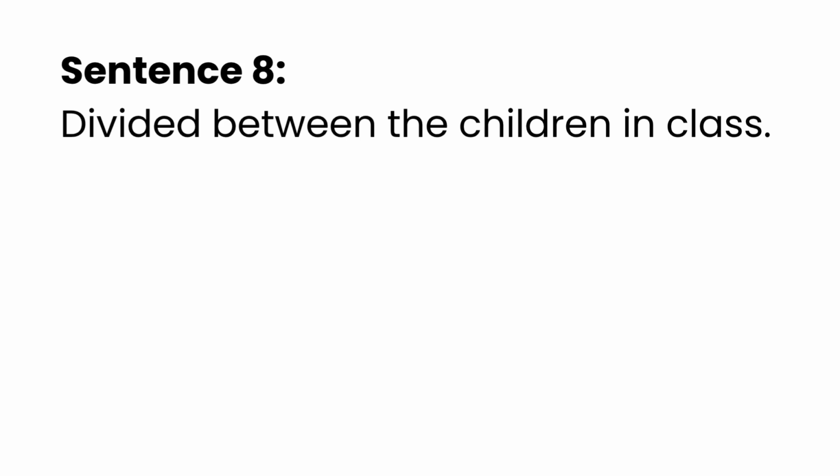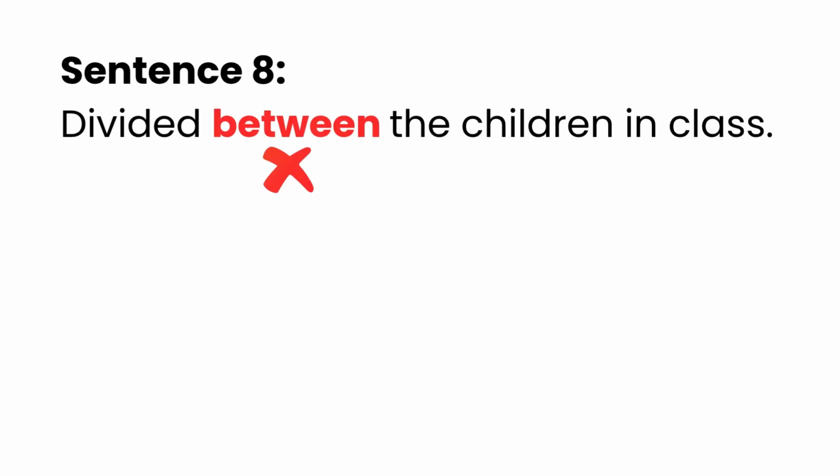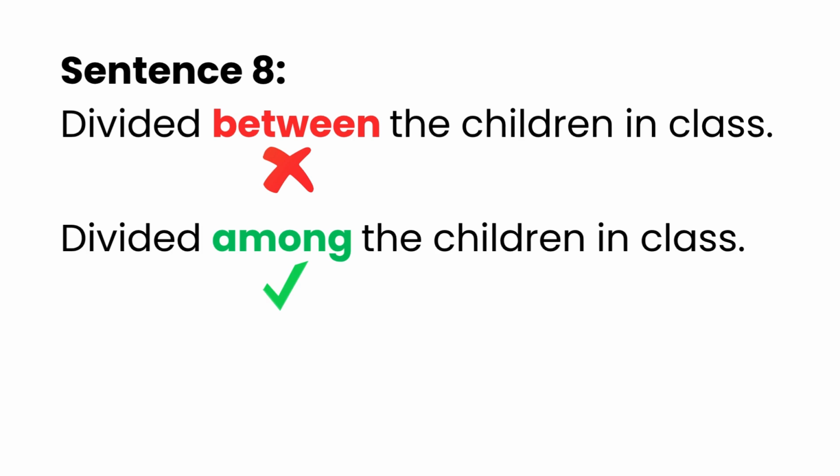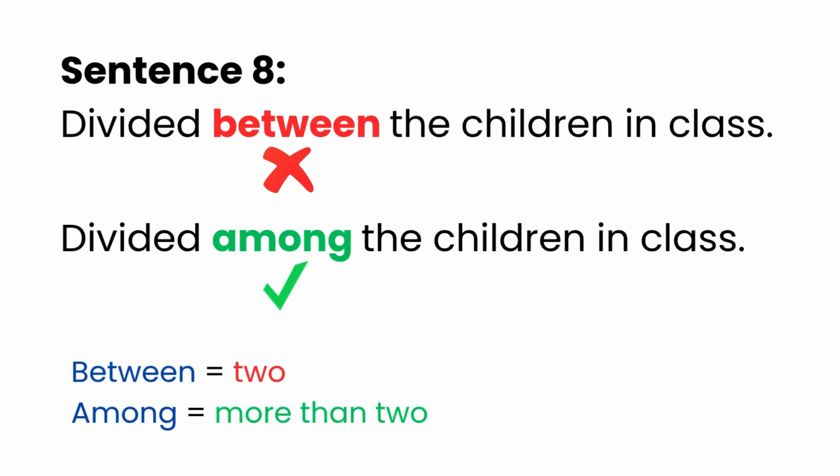Sentence 8. Divided between the children in class. Sounds fine? Well, not quite. We use between when talking about 2 people or things. Here we're talking about many children, so we say, divided among the children in class. So, we use between when we are talking about 2 people or things. On the other hand, we use among when referring to more than 2 people or things.